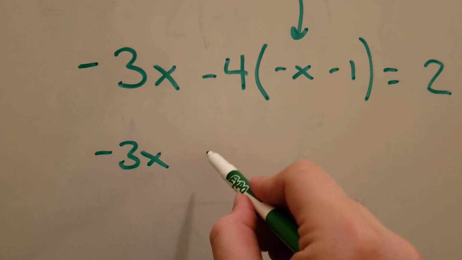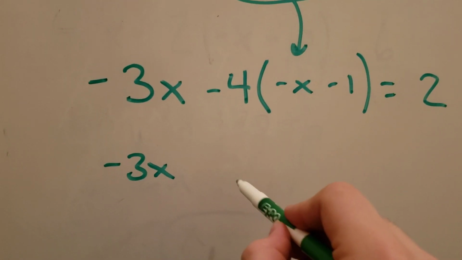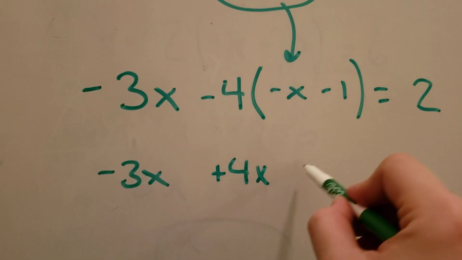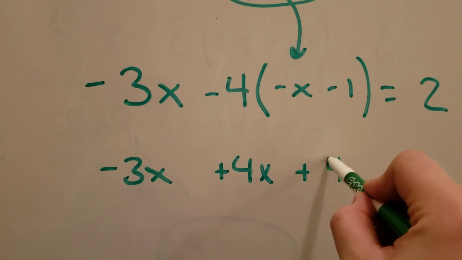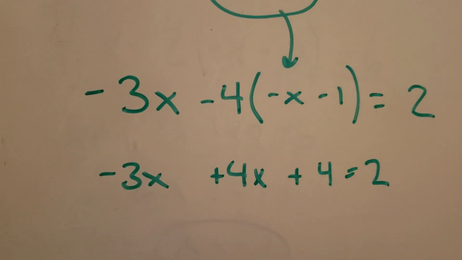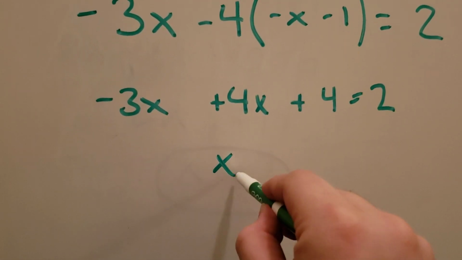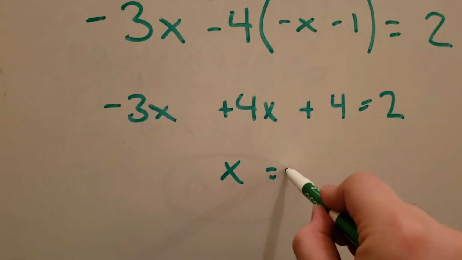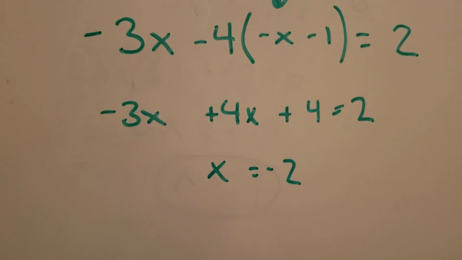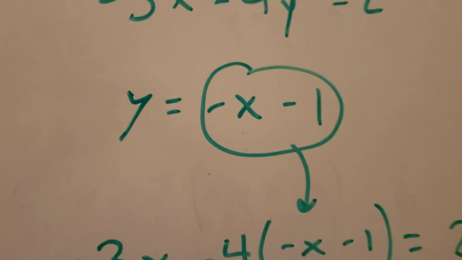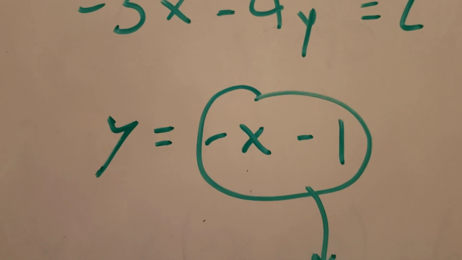We're going to leave this alone for right now. -3x. We'll distribute here. -4 times -x, that's 4x. -4 times -1 is 4. That's all equal to 2. -3x plus 4x, that's x. Subtract the 4 over, -2. So now we know that x is -2, and we can go all the way back up to this equation here and put our -2 in.